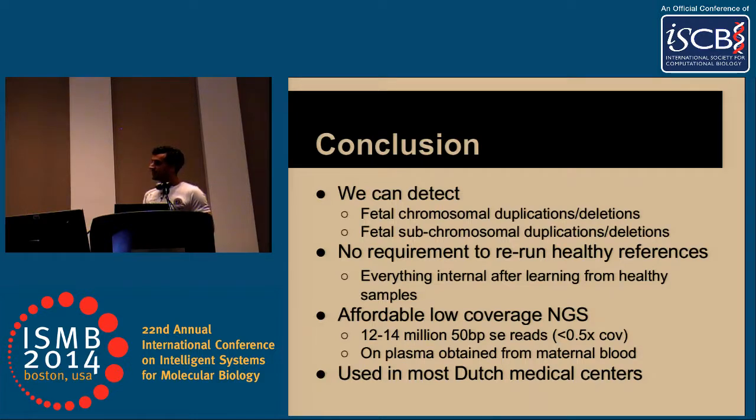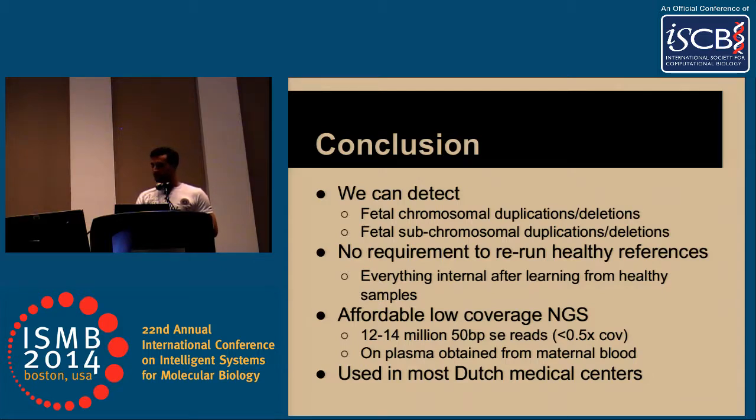And this is based on plasma obtained from maternal blood, so it's a very safe method, and the woman only has to go to the hospital to give a little bit of blood, and that will be enough to determine most of these fetal aberrations. And as a result of this, the method is actually applied in most of the Dutch medical centers right now as a prenatal screening test to determine whether someone has a child with an aberration, saving a lot of the invasive tests.